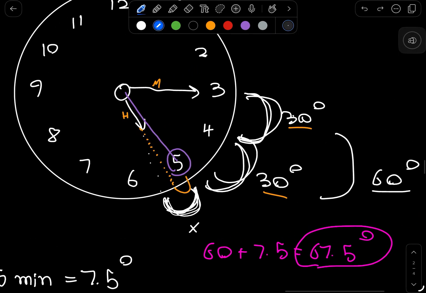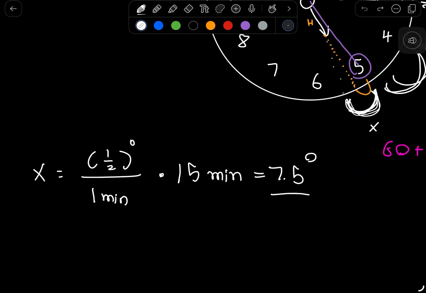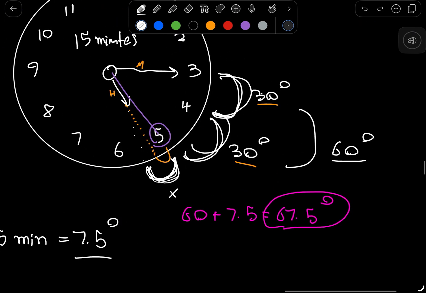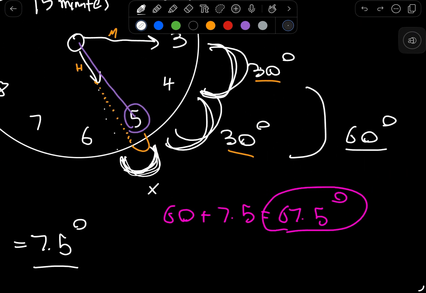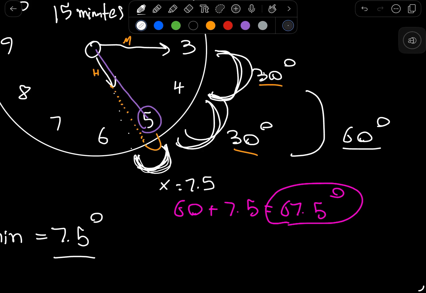That means if the hour hand started at 5 and now it's at 5:15, time has passed 15 minutes. To find the angle it moved in those 15 minutes, you use that ratio, and you get 7.5 degrees. If you do 1/2 times 15, you get 7.5. Therefore, this x value here is 7.5, the leftover value. You add that to the original 60, and your final answer will be 67.5 degrees.